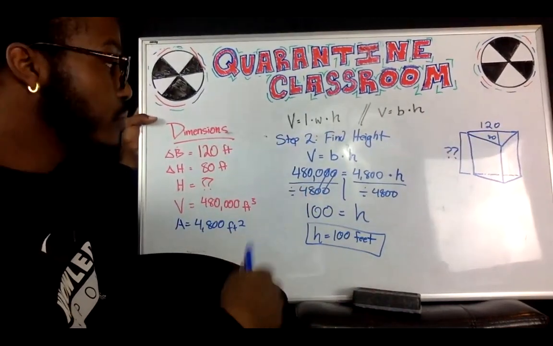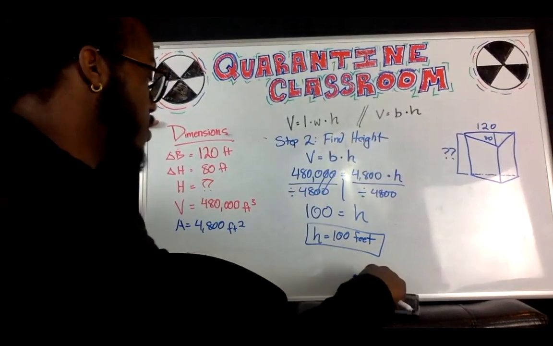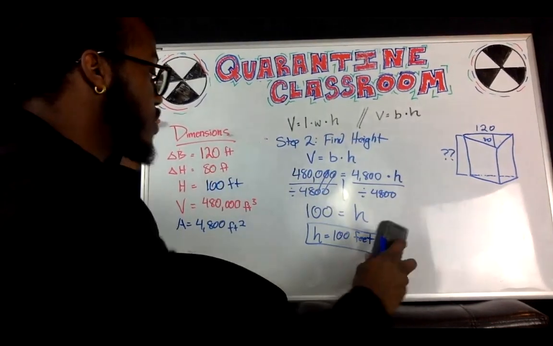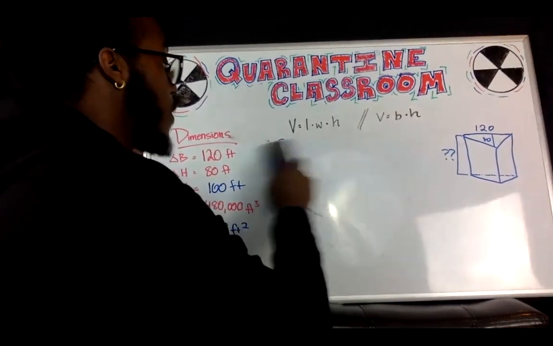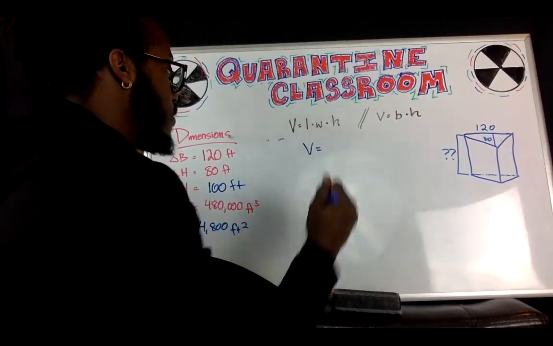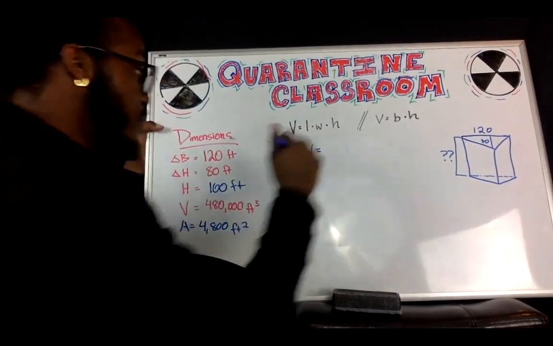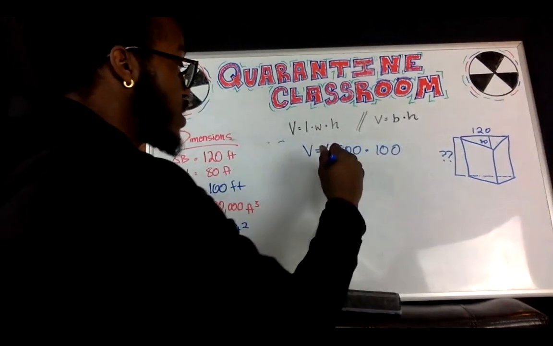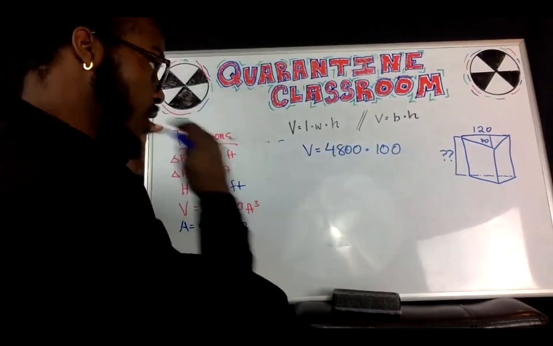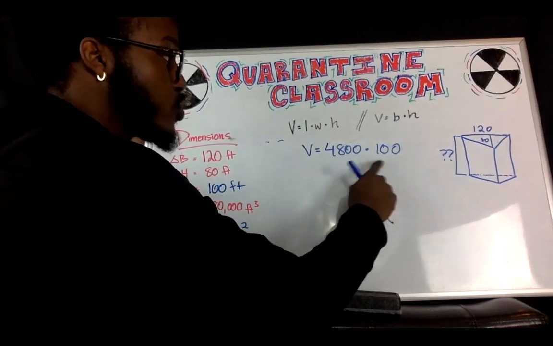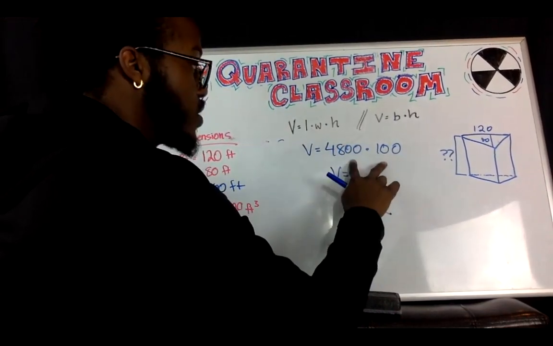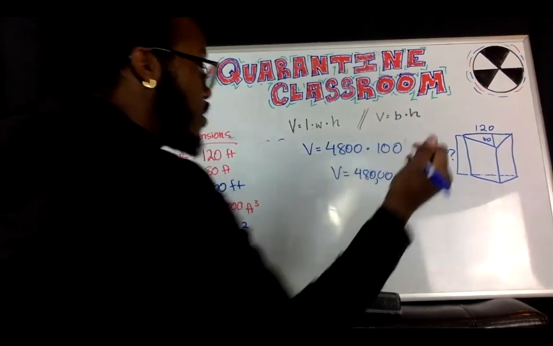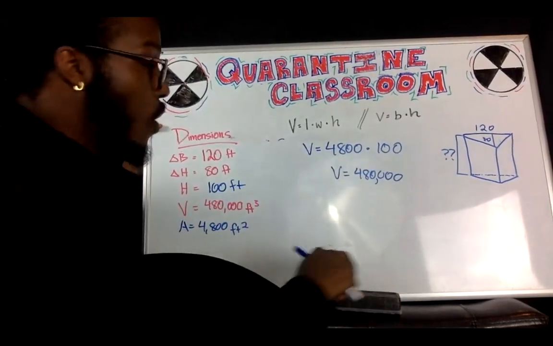But now I'm going to show you how you can put this back in and just double check to make sure that it makes sense. So now we know that our height is 100 feet. If we really wanted to check this, we could go back to our original volume equation. We know that the area of the base is 4,800. And if we multiply that times 100, we should get 480,000. I don't even have to go far. I know that I'm multiplying 2 base 10 numbers, and I could just literally add all of the zeros together.